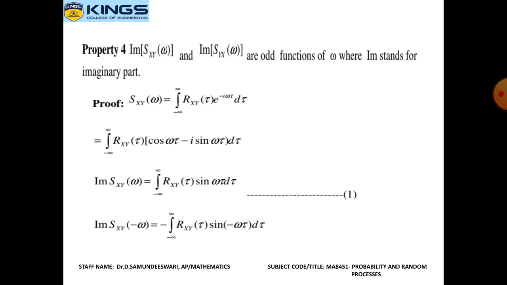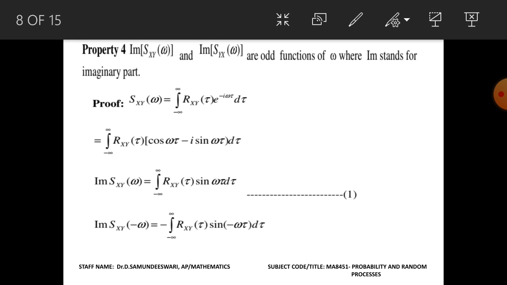Next is property 4. In property 4, what we are going to prove is that the imaginary part of Sxy of omega and the imaginary part of Syx of omega are both odd functions of omega. Okay, imaginary stands for odd functions of omega. So what is Sxy of omega? It is the Fourier transform of rxy of tau, so the integral from minus infinity to plus infinity of rxy of tau e power minus i omega tau into d tau.